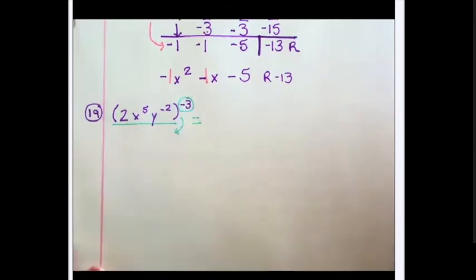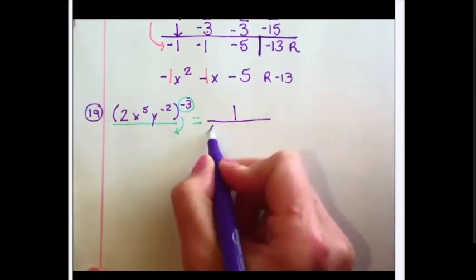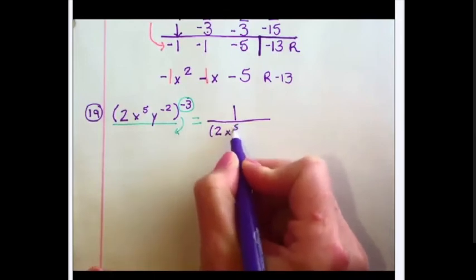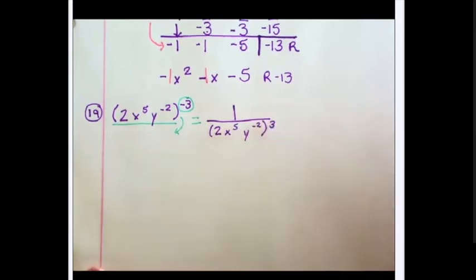So this is going to end up being 1 over 2x to the 5th, y to the negative 2, to the positive 3. So it changed the sign on that last piece. Now I can raise everything inside that parenthesis to the 3rd power.